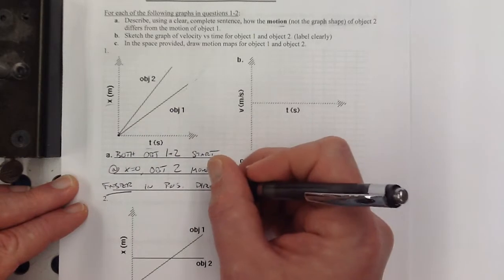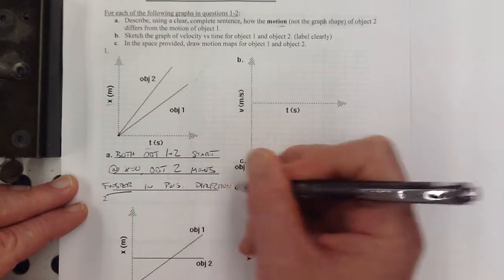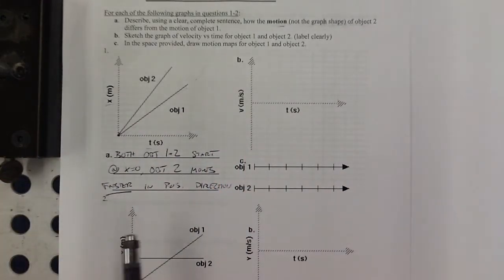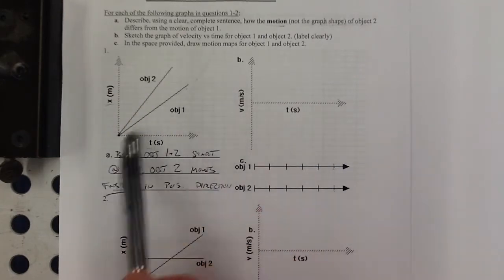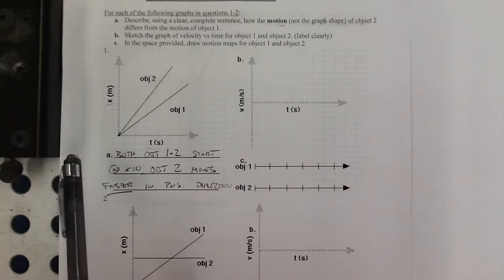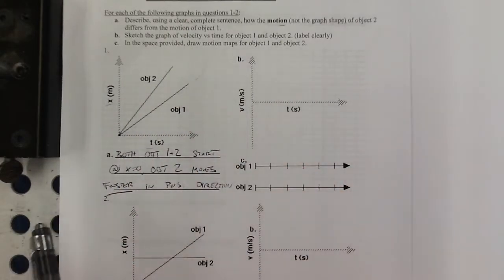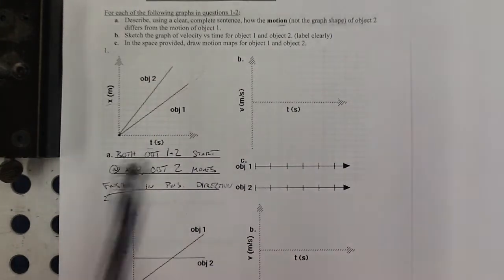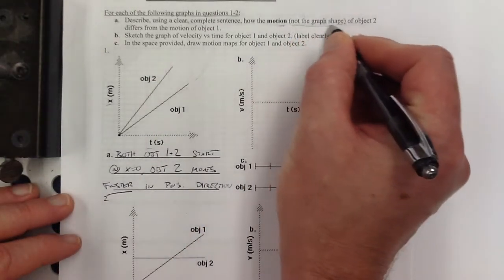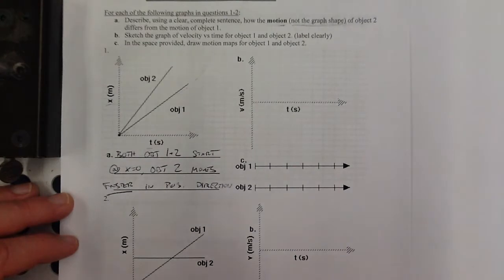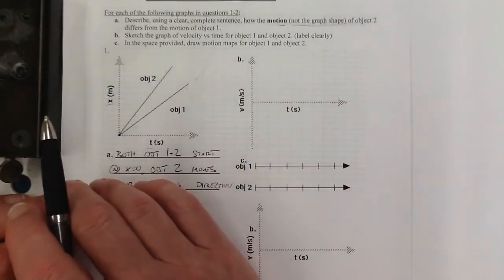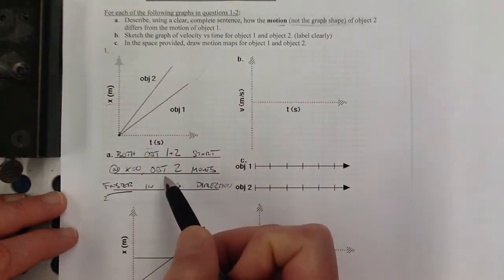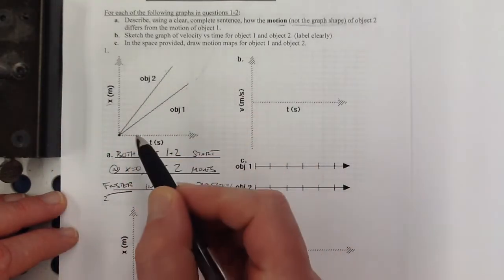You don't have to say exactly those words, but you do need to talk about where they start, what direction they're moving in, like positive or negative direction. These are both positive direction, and which one is faster. Now, why did I say this, not the graph shape? I have had many students in the past who get a little confused here about whether they're describing the motion of an object or the shape of a graph.